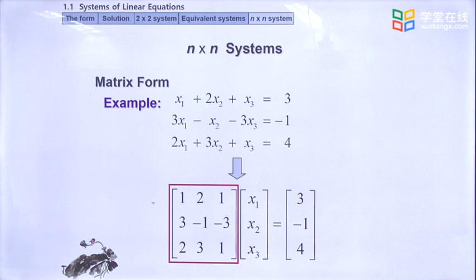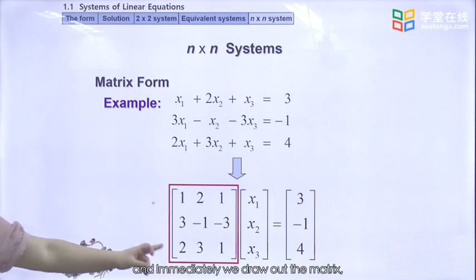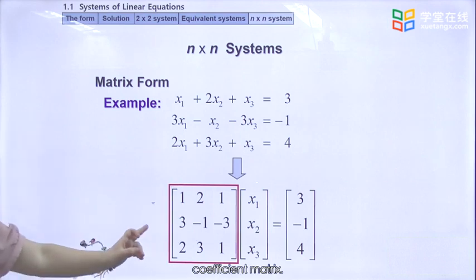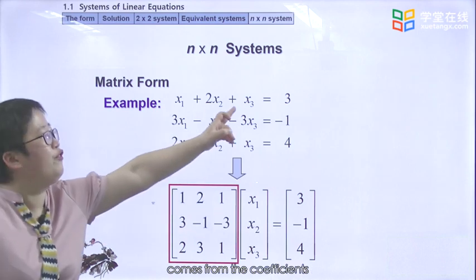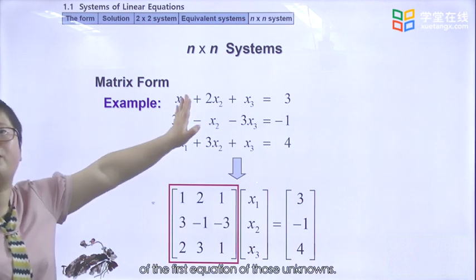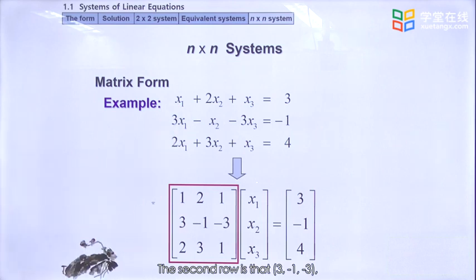Remember this. Now we can see a simple example. This is a 3 by 3 linear system, and immediately we write down the coefficient matrix. The first row is 1, 2, 1, which comes from the coefficients of the unknowns in the first equation. The second row is 3, -1, -3. And the third row is 2, 3, 1. So we have this coefficient matrix.